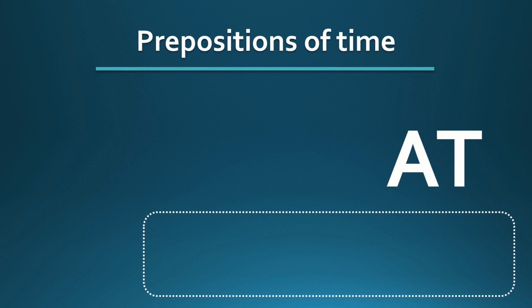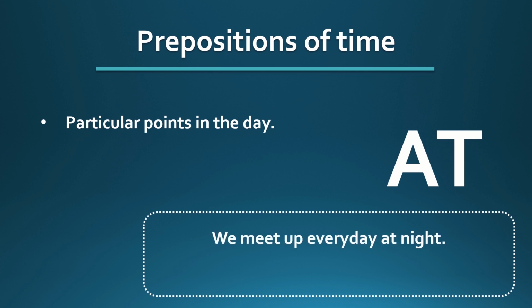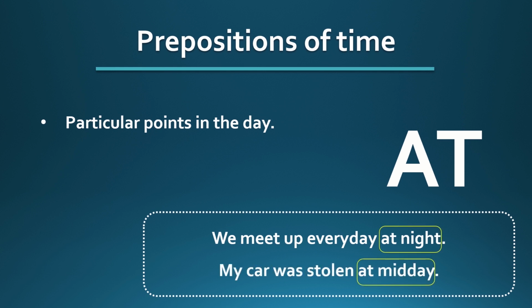First, we use at to talk about particular points in the day. We use it to talk about night and midday. We meet up every day at night. My car was stolen at midday.